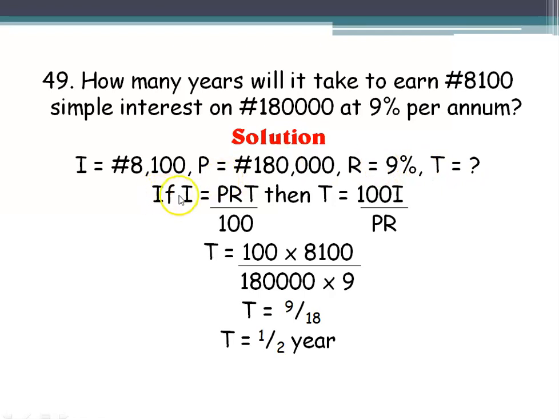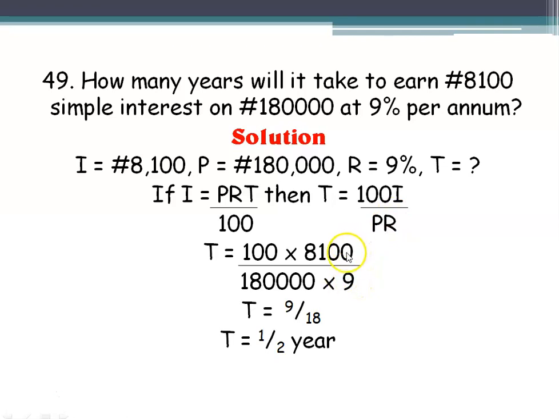Now remember the formula for simple interest. I is equal to PRT divided by 100. To get my T, I make T the subject of the formula. By cross multiplying, this gives me 100I is equal to PRT. Then 100I divided by PR gives me T. So T is 100I divided by PR. Now I'll put my values into this formula: 100 times I, which is 8,100, divided by P, which is 180,000, times R, 9.